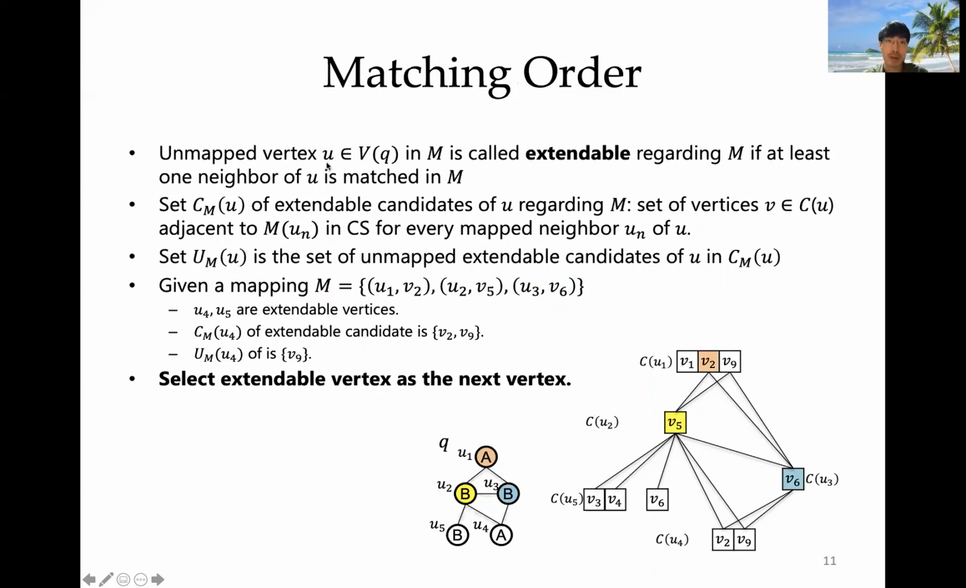And in backtracking, we need to decide our matching order. So let's say we are during backtracking, and we are given a current partial embedding, which maps U1 to V2, U2 to V5, and U3 to V6 at the moment. Then U4 and U5 are extendable vertices, and U4's extendable candidates are V2 and V9. So we select an extendable vertex as the next vertex.